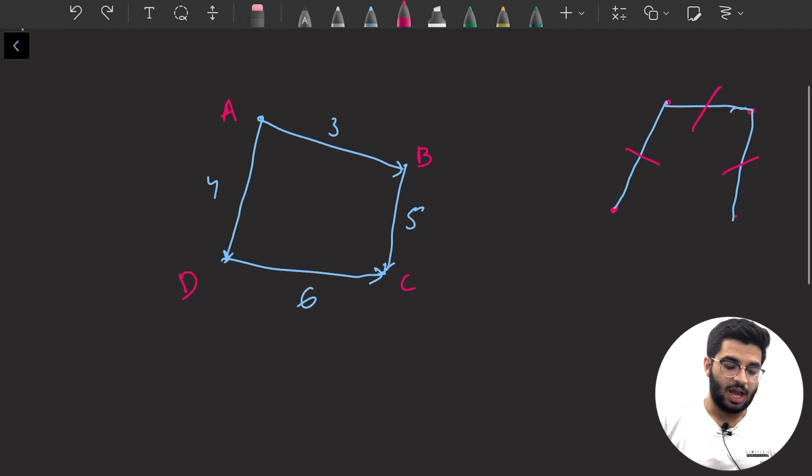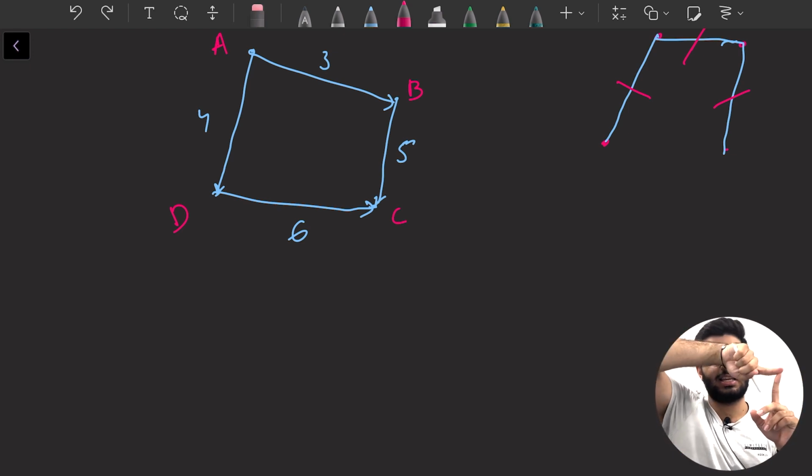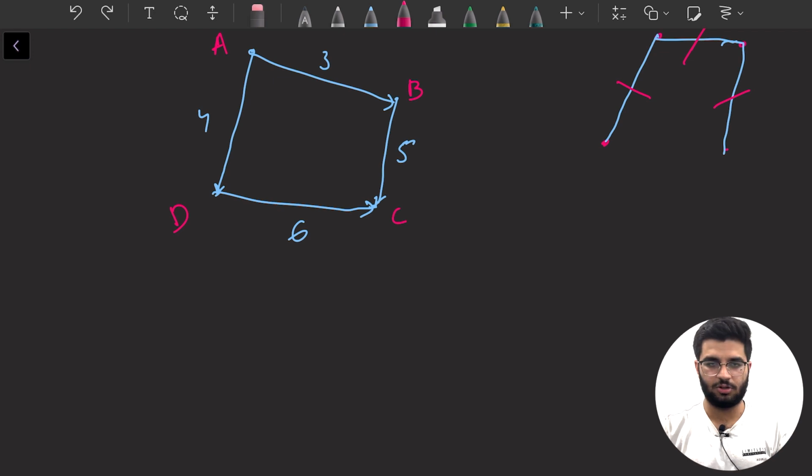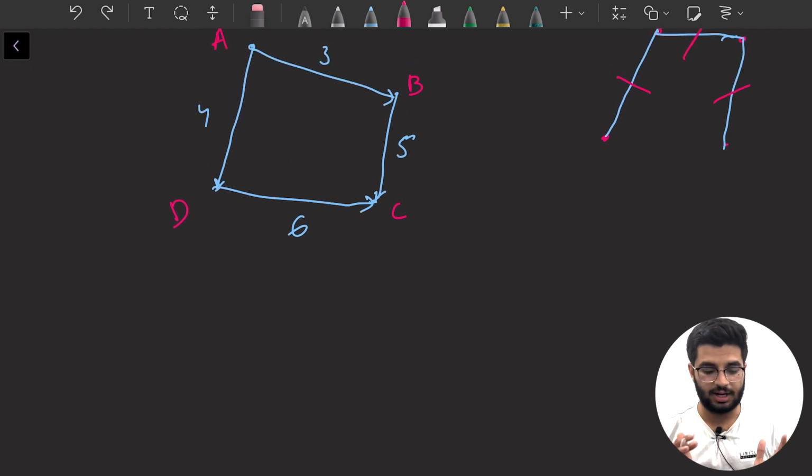Now we have what's called a cycle, which basically means you go from one node and you end up at the same one. That's what we call a cycle. Not too complicated. Another thing is called a tree. A tree is essentially a connected network, so it has to be connected, and it doesn't have any cycles. That's what a tree is.